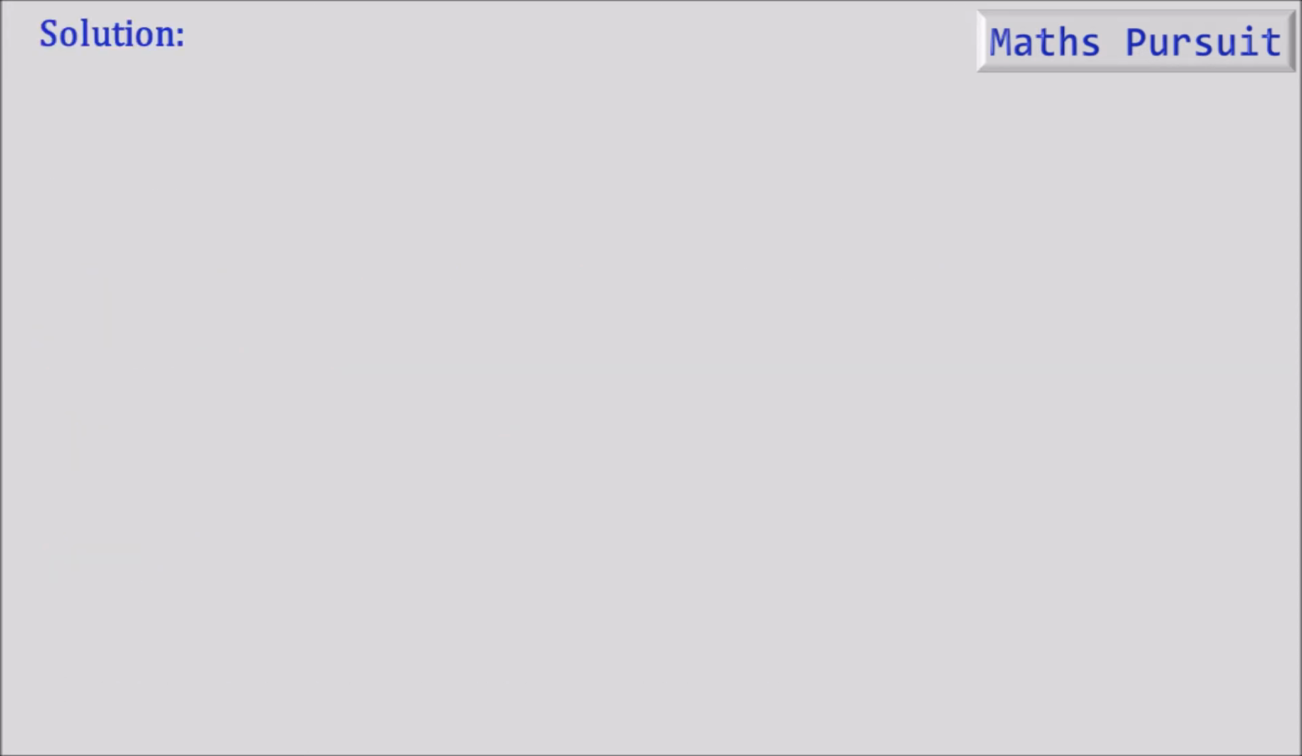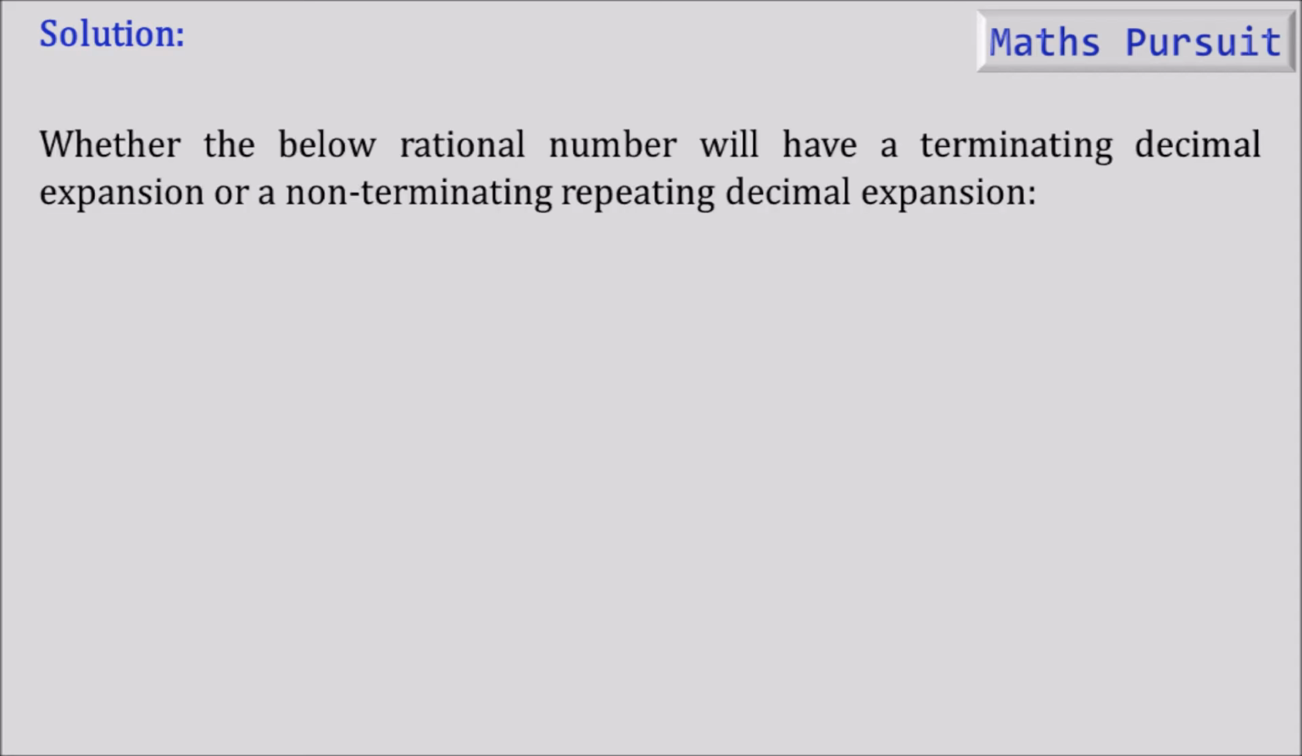Coming to the solution, we need to find out whether the below rational number will have a terminating decimal expansion or a non-terminating repeating decimal expansion. The question given is 13 by 3125. That means 13 is divided by 3125. Guys, though the question says we should not perform the long division method, we definitely need to find the factors.